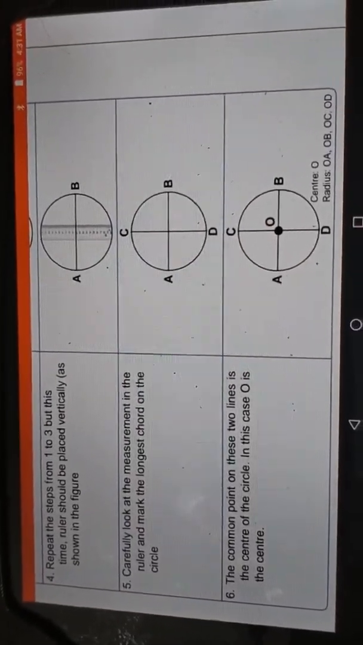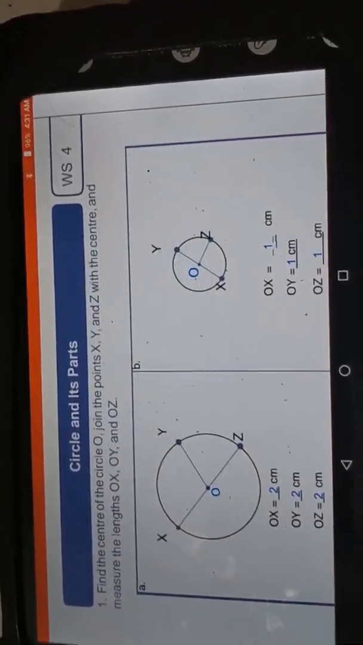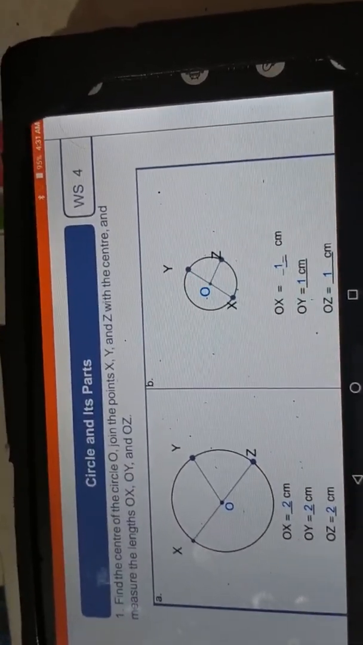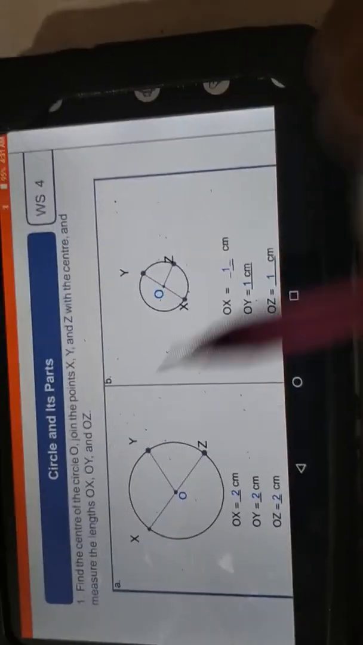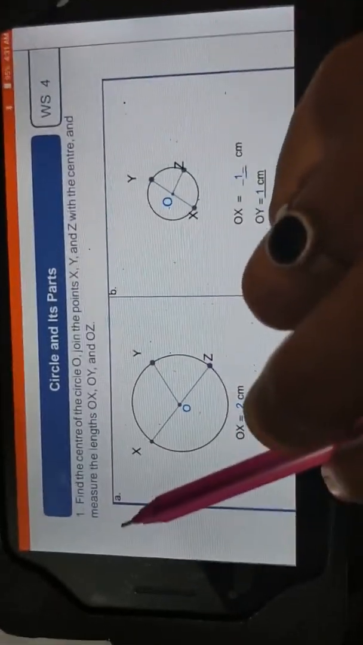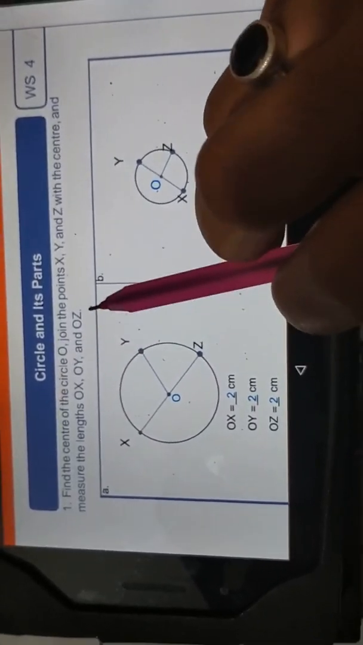Okay students, I hope your work is complete. Now we'll start the next thing. Now students, worksheet number 4. In that worksheet, now see, find the center point of the circle O. Join the points X, Y and Z with the center point. Then measure the lengths OX, OY and OZ.